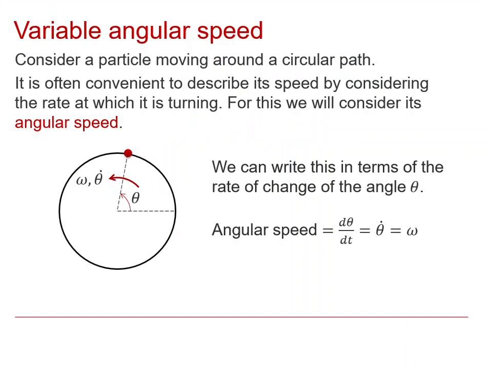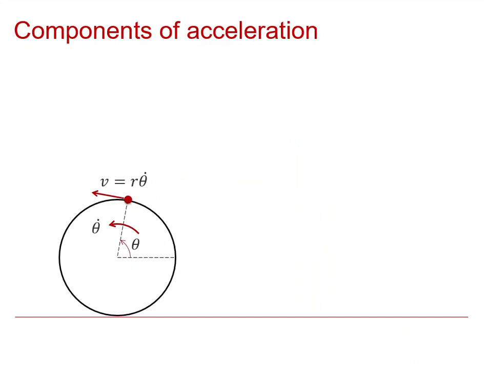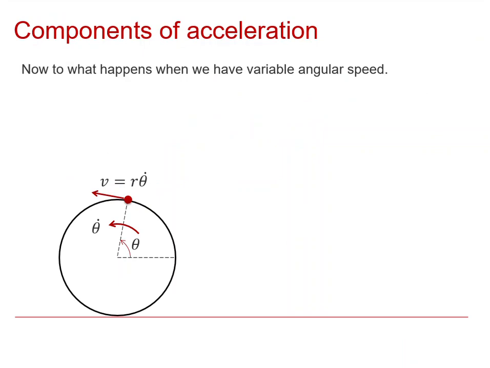We can write these together. d theta by dt, the rate of angular change, is equal to theta dot, or is equal to omega. Now what happens if we're dealing with a situation in which the angular speed is variable, and so the speed at the circumference is also variable?